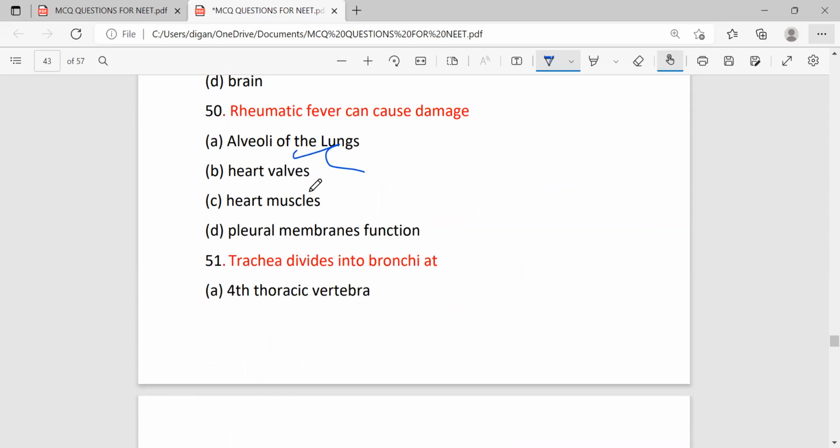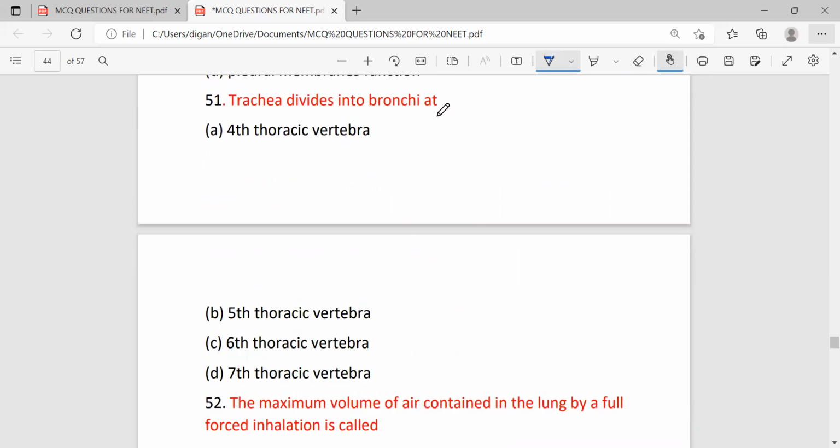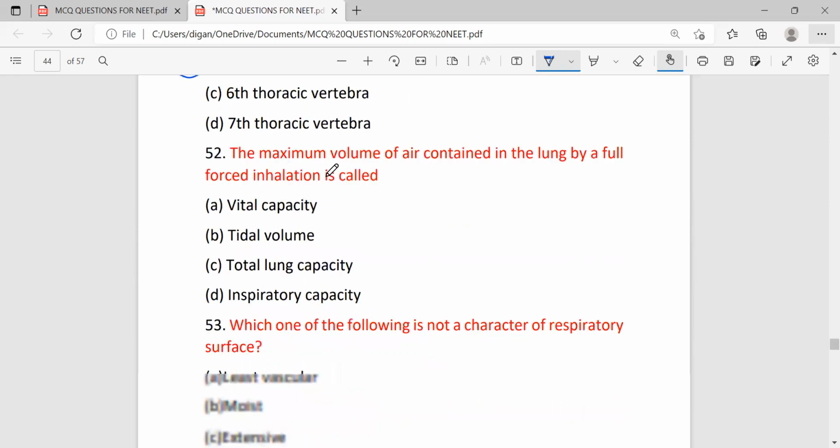Next, fever can cause damage to, just a minute. Rheumatic fever can cause damage to heart valves. Next, trachea divides into bronchi at which vertebra, and the correct option for 51 is B, that is fifth thoracic vertebra.